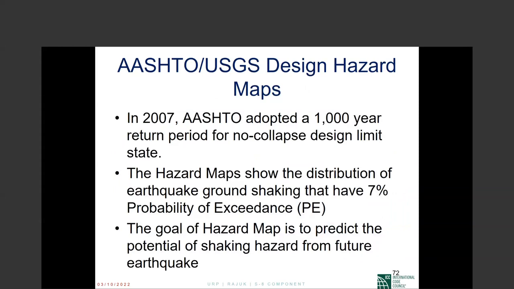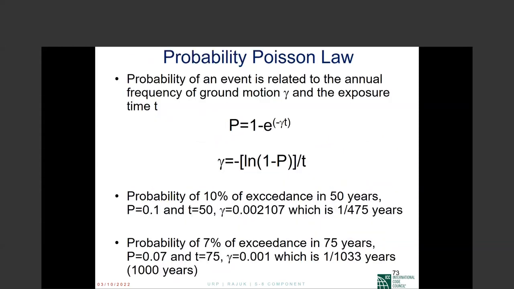And these are, as I told you before, 7% probability of exceedance. They gave hazard maps to be able to really estimate the location of the earthquake. And here is the equation that will give you the probability of exceedance, and that will give you the return period throughout the years, so that if you plug in the 7% and 75 years, you will get a 1,000-year return period.